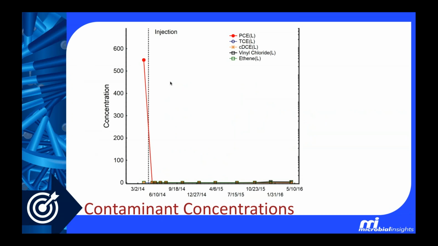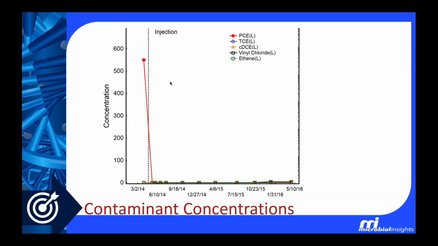So here's an example. This is the contaminant concentrations as a function of time just before and after the plume stop, HRC, and Dehalococoides injections. That's represented by the dashed line there. You see the PCE concentration drops immediately from over 500 micrograms per liter to non-detect. This demonstrates effective absorption. But now we're interested, what's going on with the biodegradation?